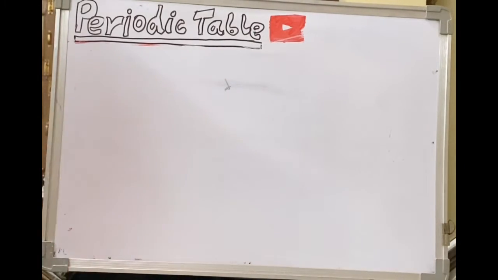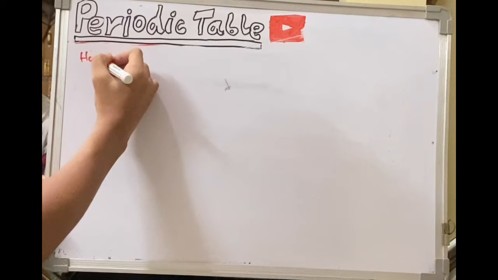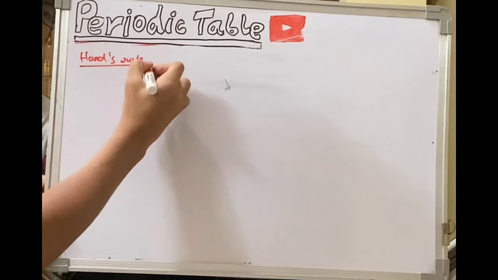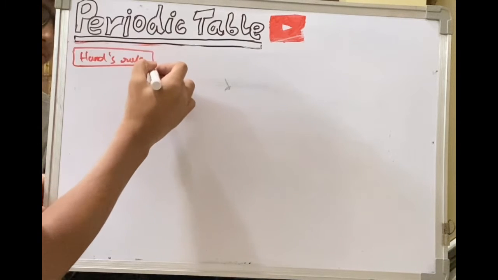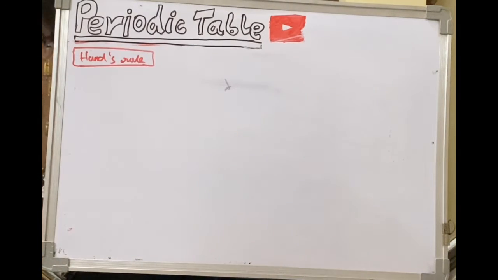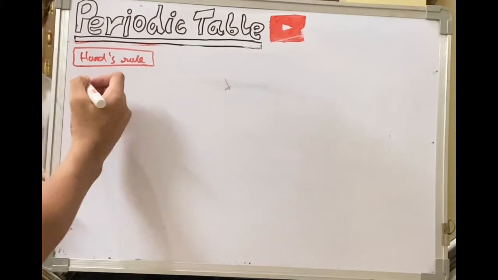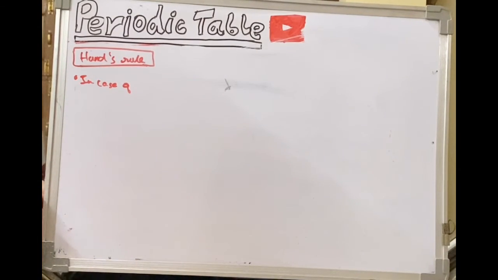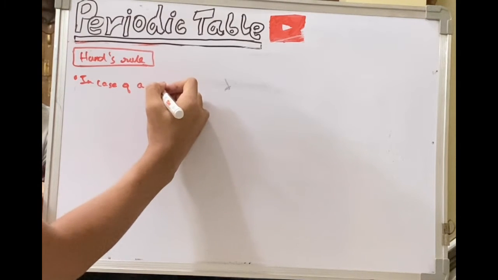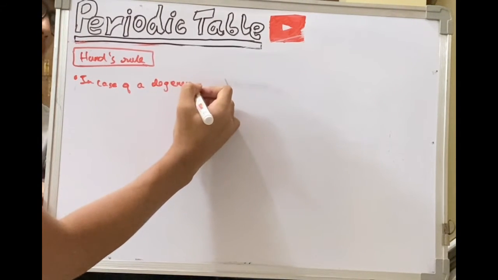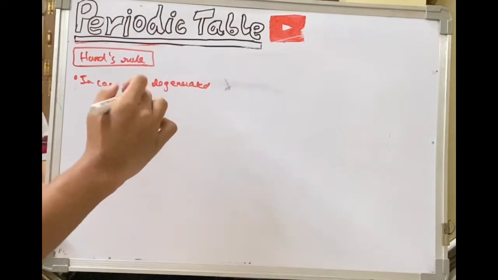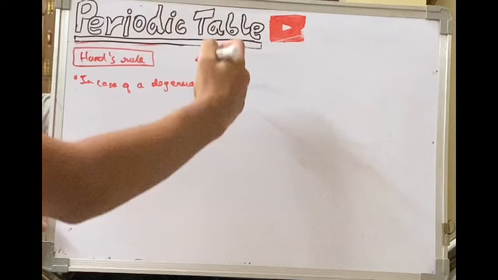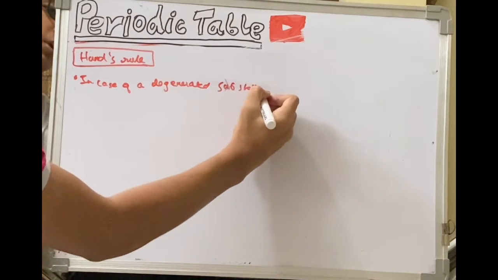Now we'll look at the second one, that is Hund's rule. Now you will be easily able to relate from this, because we have done all the orbitals in the subshell thing. So it simply says, in a degenerate subshell, degenerate subshell means having orbitals of the same type.